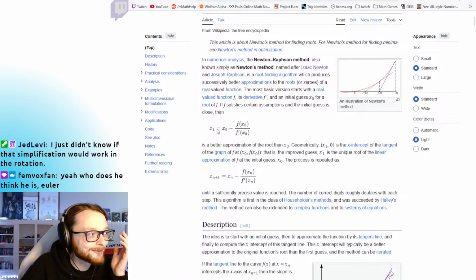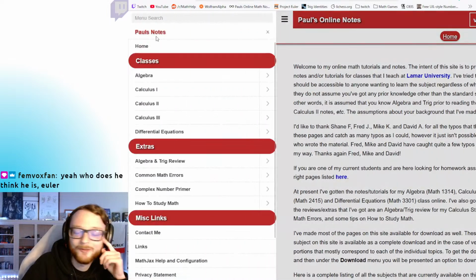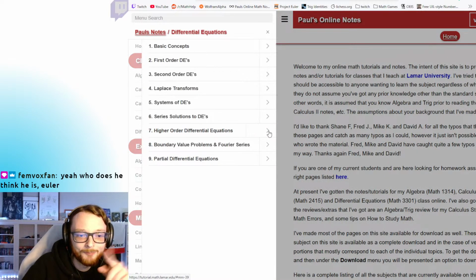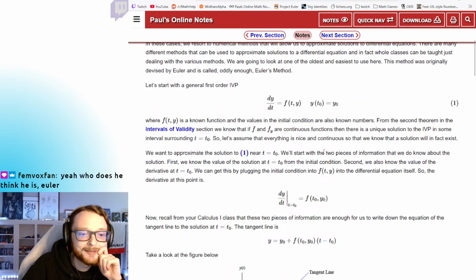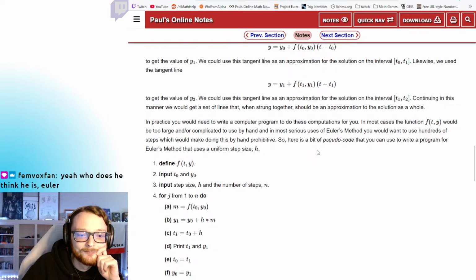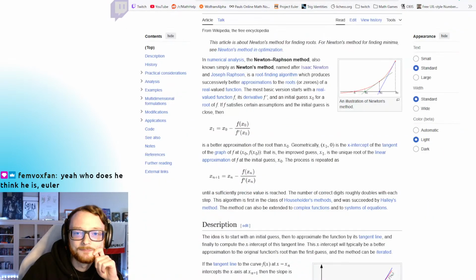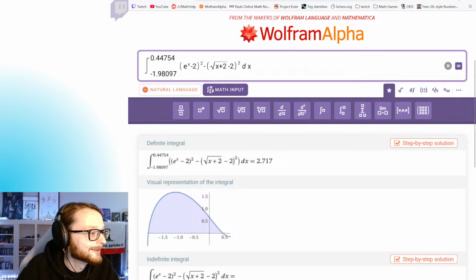Oh, ironically, it's Euler's method. That's what I was thinking for differential equations, where you approximate the solution to a differential equation by looking at the slope of the line in step sizes, right? I'm pretty sure Paulo goes over it. Yeah, Euler. Oh my god. Speaking of Euler. That's a tangent. There's multiple tangents happening, I guess.